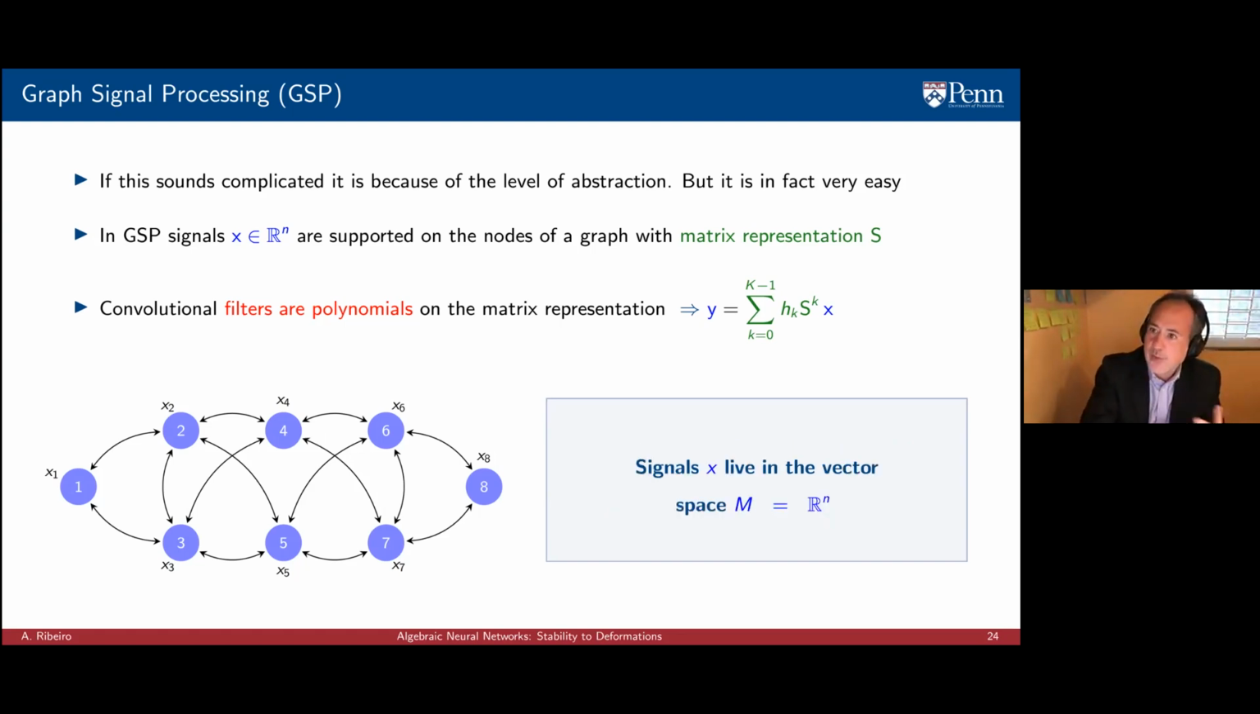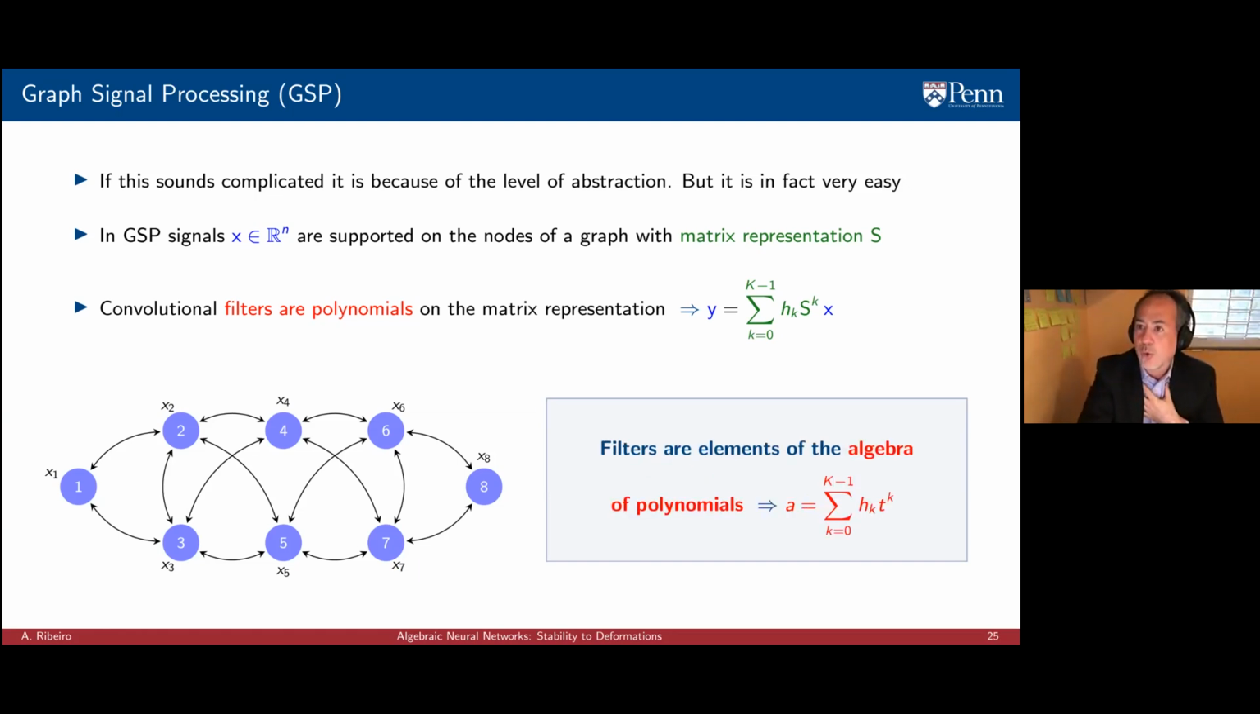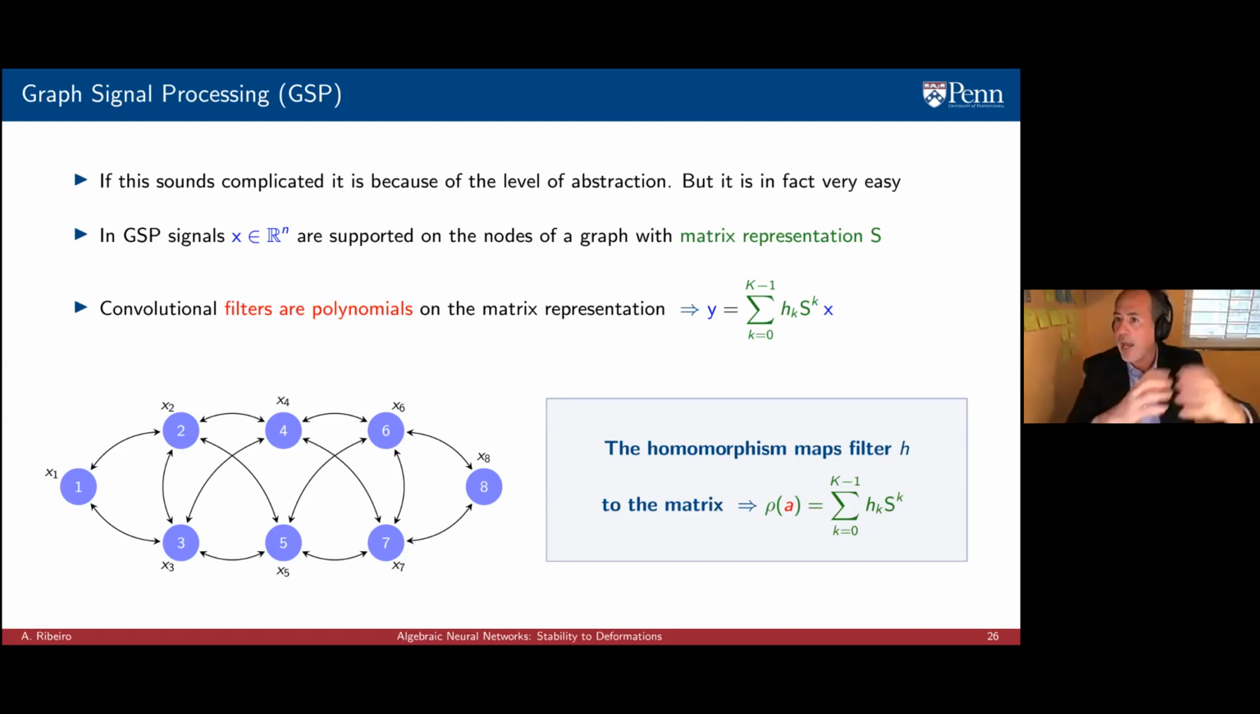Okay? So the vector space, that's where the signal lives. The algebra, that defines the rules of convolutional processing. I choose an algebra that tells me I am going to restrict attention to operations of this form, because this is what is going to ensure that my processing is independent of labeling. But I still need to instantiate my abstract filter into my concrete signals. The homomorphism does that. I map my abstract polynomial into a concrete polynomial on the matrix representation of the graph.